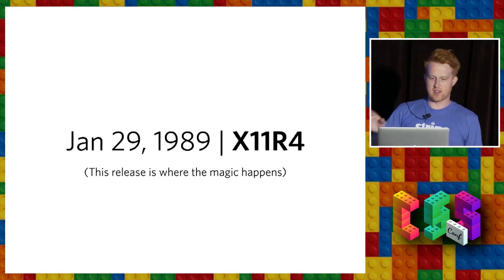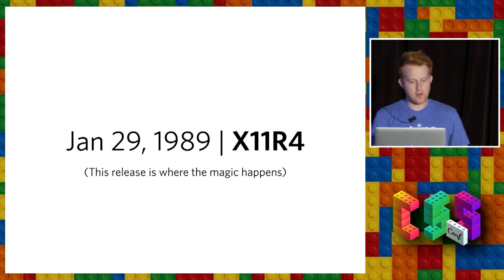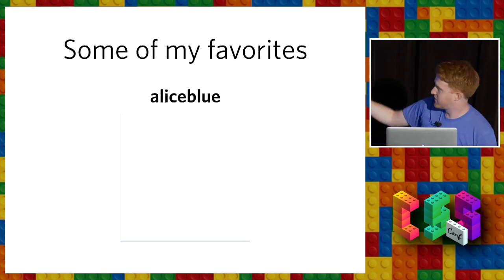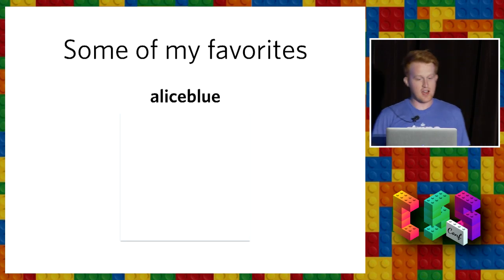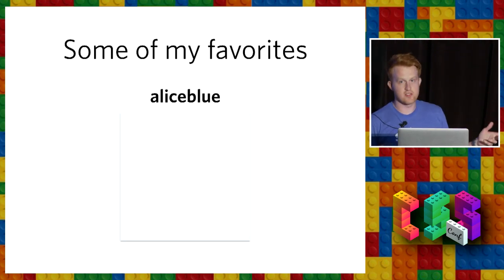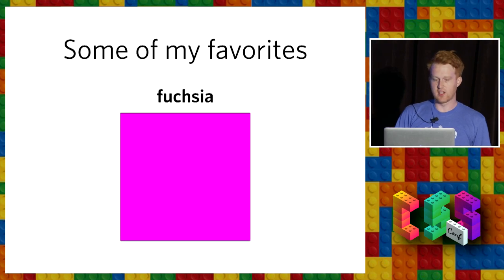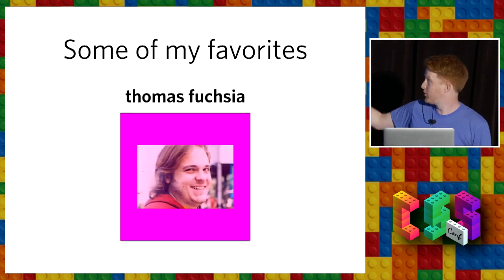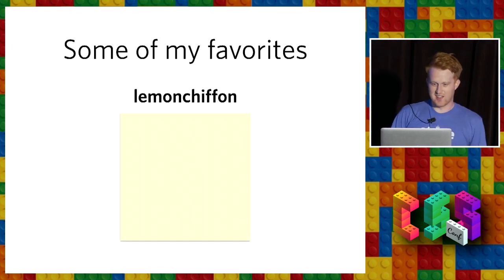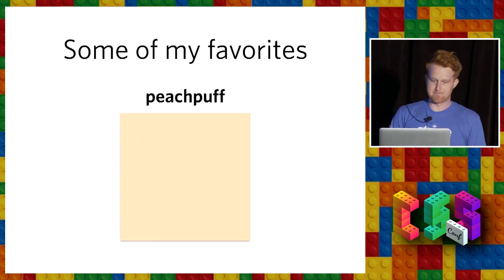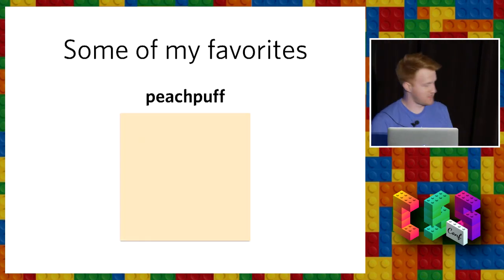1989 was like a huge release, not in the joking way that I've already made twice, in a real way. We got Alice Blue, which is white on these projectors. Alice Blue is named after Alice in Wonderland's dress. That's a fun one. There's Blanched Almond. There's Fuchsia. There's Thomas Fuchsia. Lemonchiffons, Papaya Whip, Peachpuff. Those were just a list of some of my favorites.